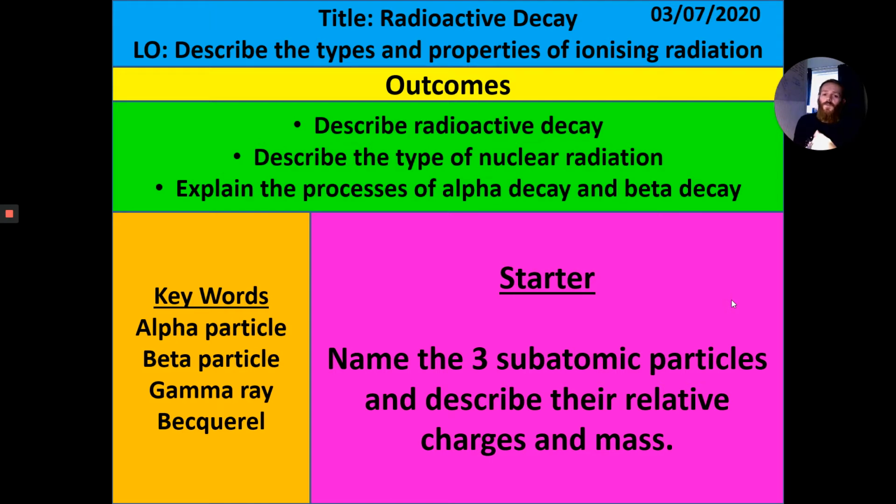So the mass of a proton is 1, and the mass of a neutron is 1, and the mass of an electron is almost 0, comparatively. And then the charges, a proton has a +1 charge, as in it's positive by 1. A neutron does not have a charge, it's neutral. And then an electron has a -1 charge, as in it's got 1 negative charge on it.